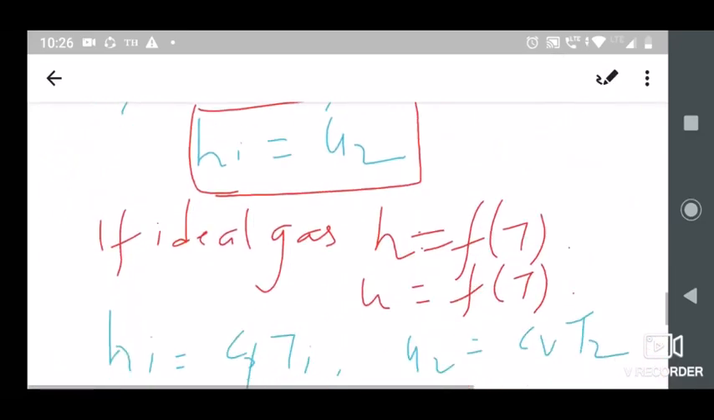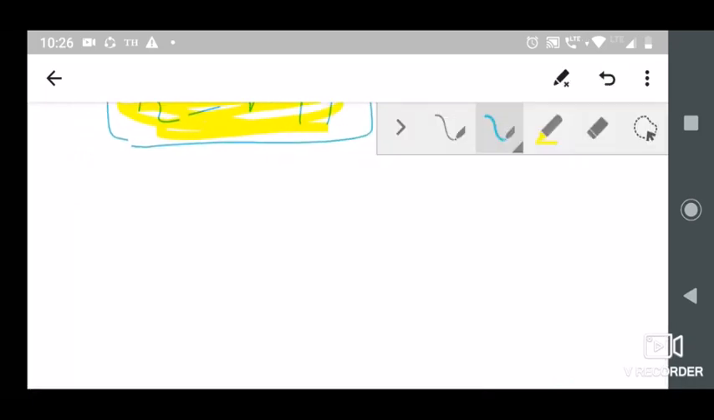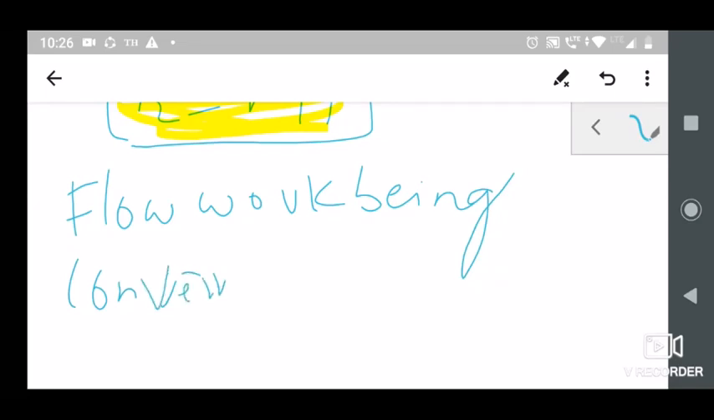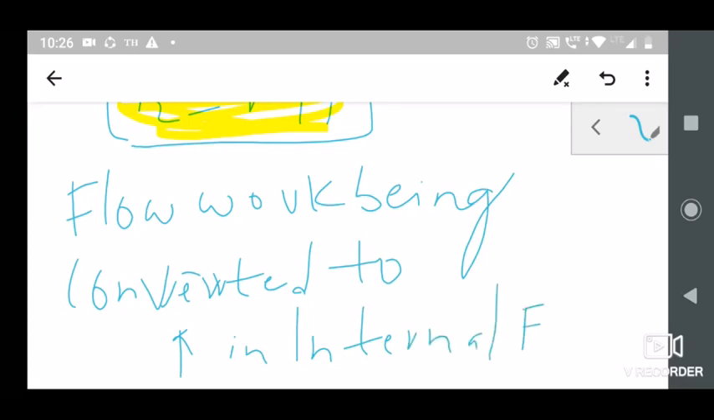This rise in temperature is nothing but due to flow work being converted to an increase in internal energy. That is the case where the initial temperature of 27 has been raised to 147 degrees centigrade.